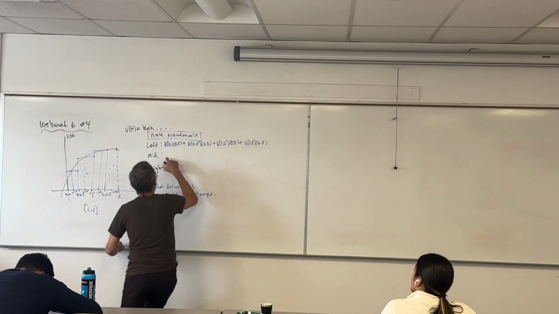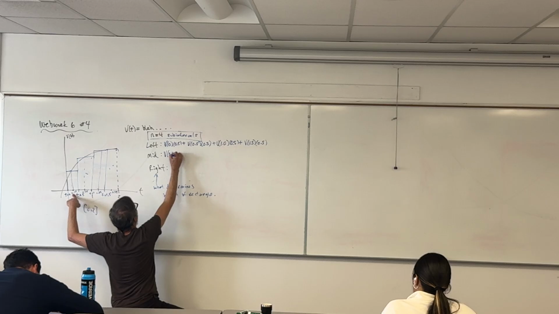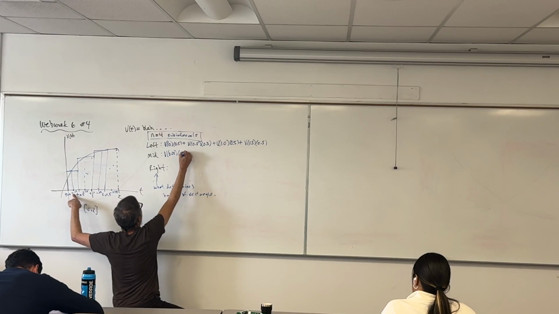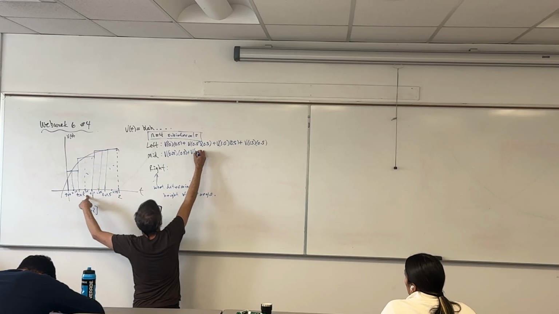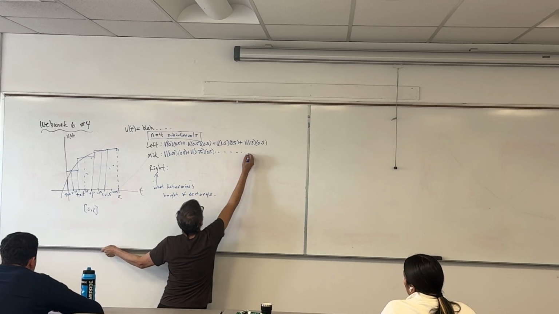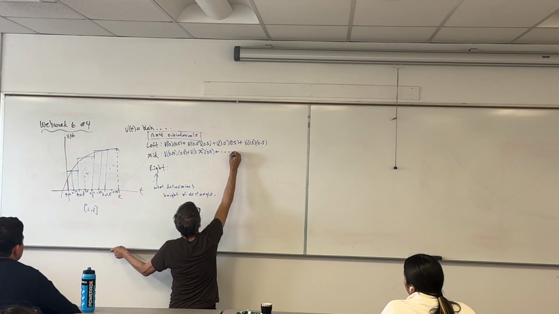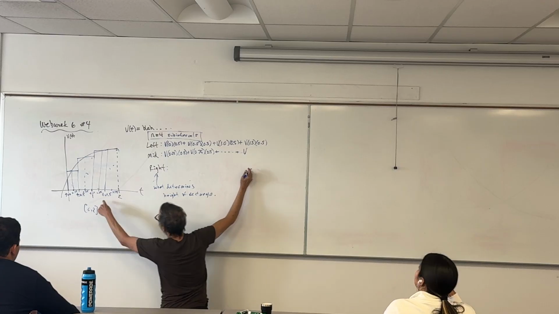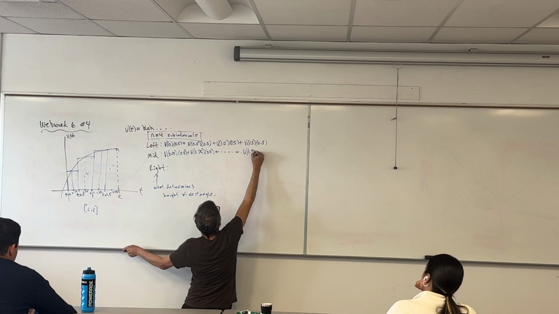So for the next one, for the midpoint, it's going to be V at 0.25 times a half, plus V at 0.75 times a half. All the way down until you get to, well, I'm just skipping one here. I'm going to leave a little bit for you to do in there. Plus V at, that last one is 1.75 times 0.5.